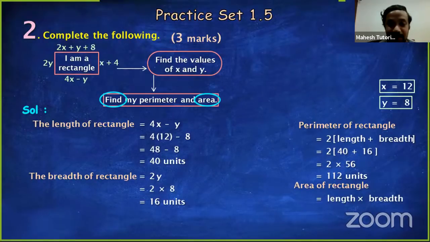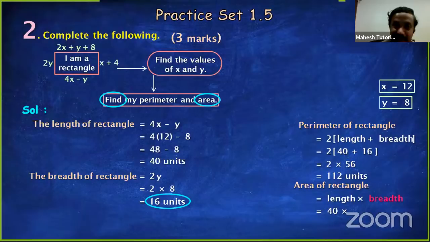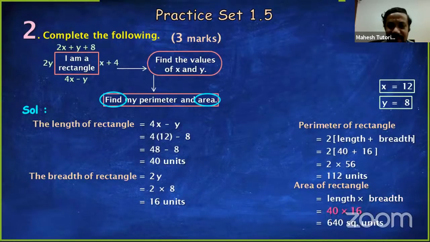Now, students, tell me, we have already got the length of the rectangle. What is the measurement for the length? 40 units into, what is the measurement for the breadth? 16 units. All right. Now tell me, students, 40 into 16, how much will it give? 640 square units. So now we have got the perimeter as well as the area of the rectangle.